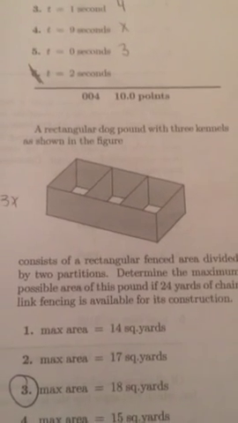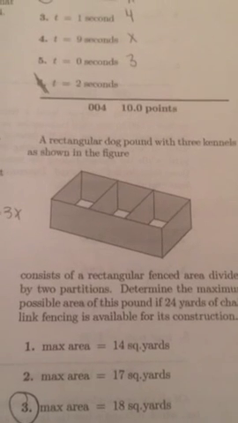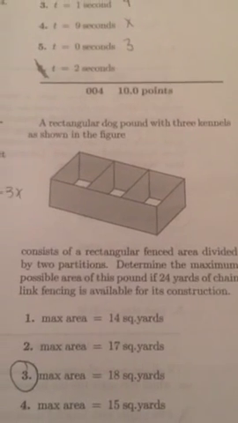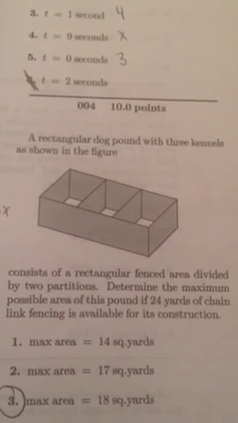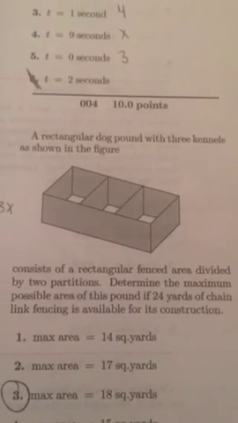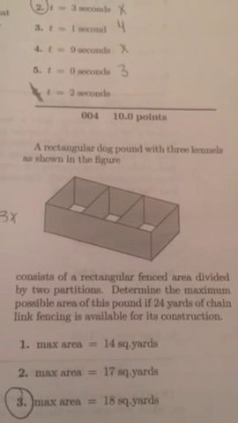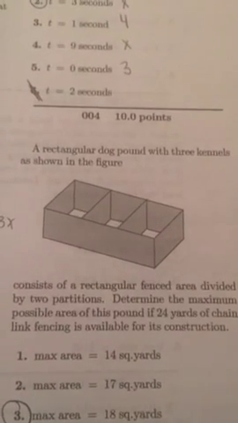A rectangular dog pound with 3 kennels, as shown in the figure, consists of a rectangular fenced area divided by 2 partitions. Determine the maximum possible area of this pound if 24 yards of chain link fencing is available for its construction.